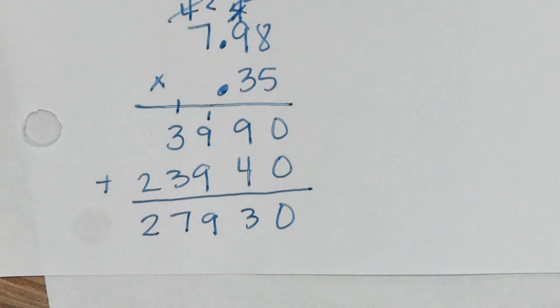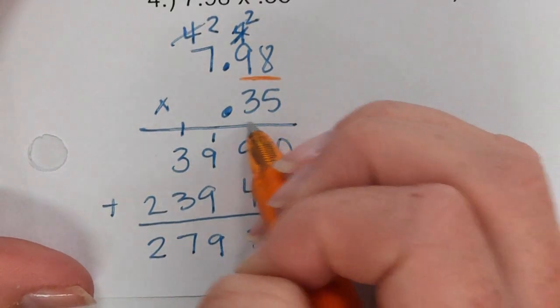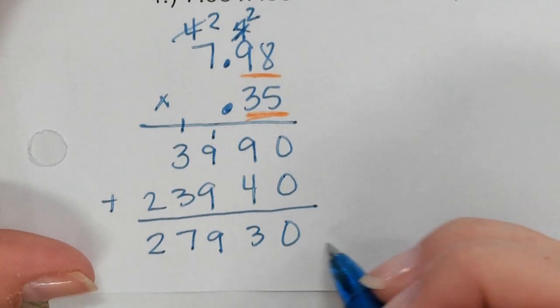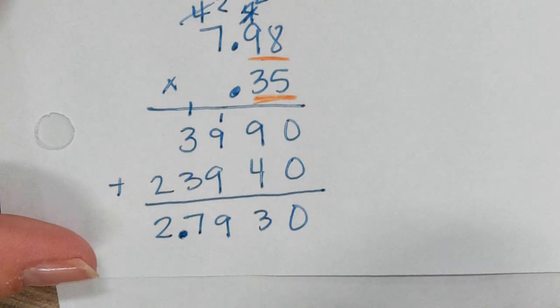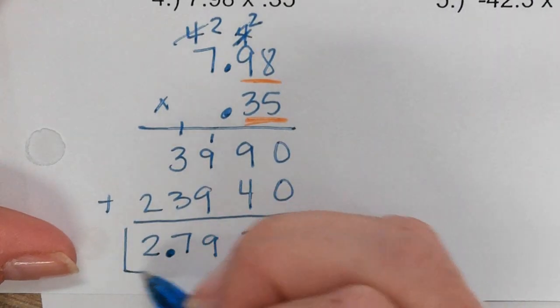I am not done. How many decimal places do I have? So I'm going to go to the back and I'm going to count 4. 1, 2, 3, and 4. Before I move on, I'm going to check to make sure if my answer is positive or negative. Positive.